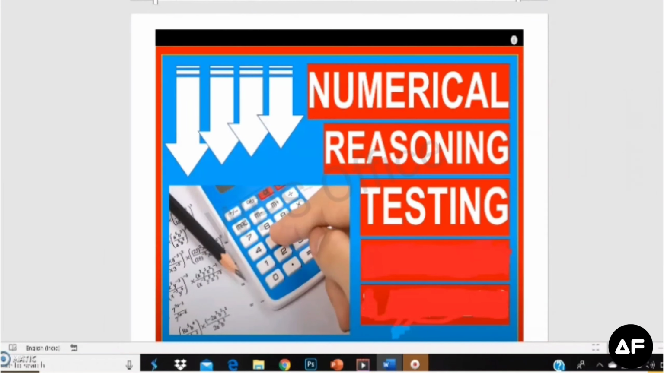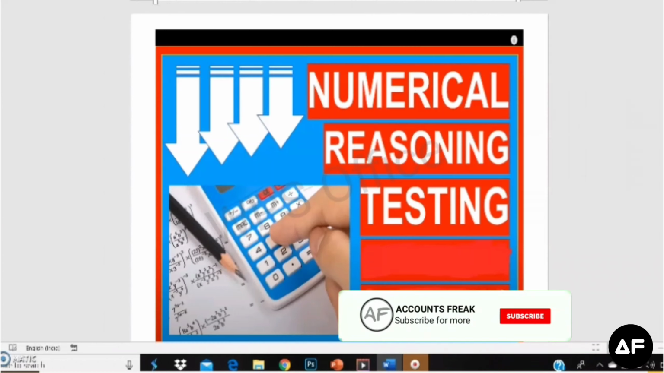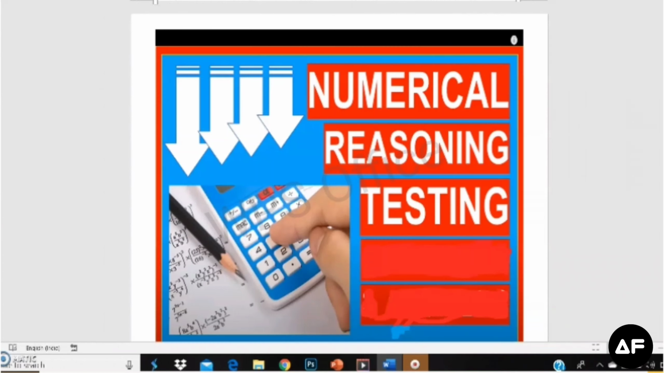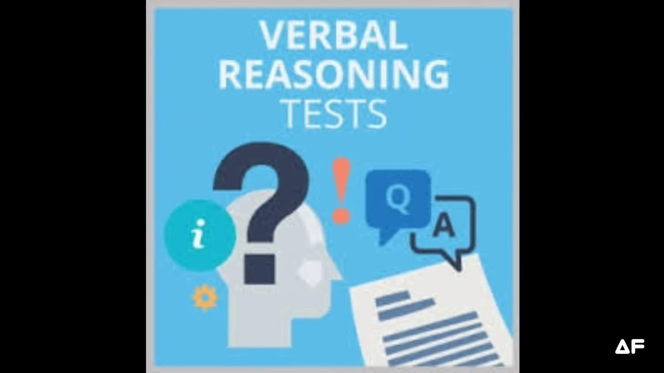Firstly is the numerical reasoning test. It measures the candidate's ability to make correct decisions using the numerical data given by the organization. Secondly is the verbal test. Verbal testing, in simple terms, is where the candidate is able to read and understand the written context and arrive at a decision.